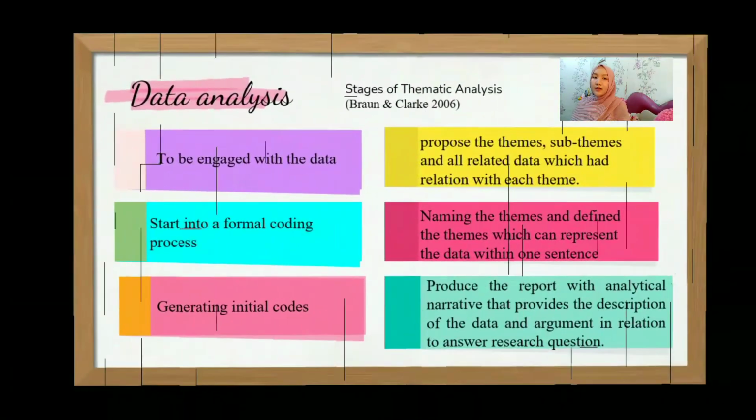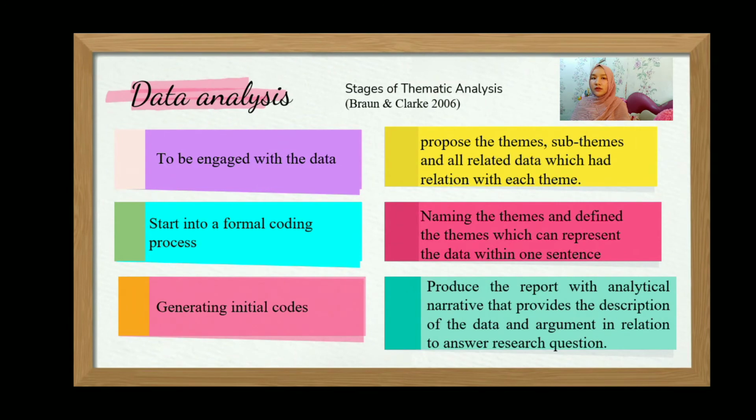For analyzing the data according to the semi-structured interview, the researcher will use thematic analysis to analyze the data. According to Braun and Clarke, 2006, there are 6 stages of thematic analysis. First, to be engaged with the data. Second, start into a formal coding process. Third, generating initial codes. Fourth, propose the themes, sub-themes, and all related data which had relation with each theme. Fifth, naming the themes and define the themes which can represent the data within one sentence.